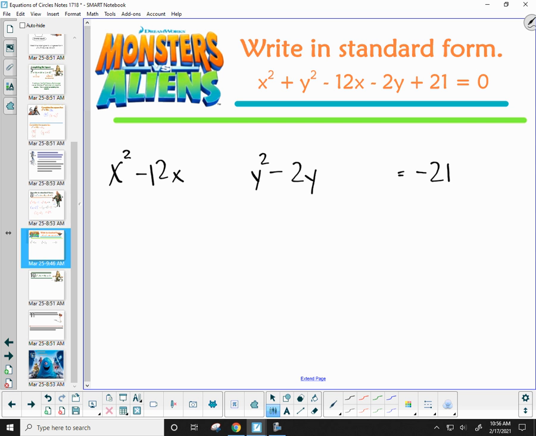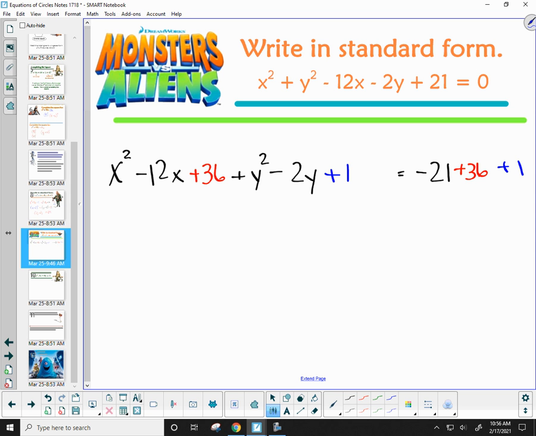Good. Okay, so we take my b value divided by 2, I get negative 6. What's a negative 6 squared? 36. So I need to add 36 to both sides. Okay, how about my y's? So negative 2 divided by 2 gives me negative 1. Negative 1 squared is 1, so add 1 to both sides. Is that okay with everyone? Yes.